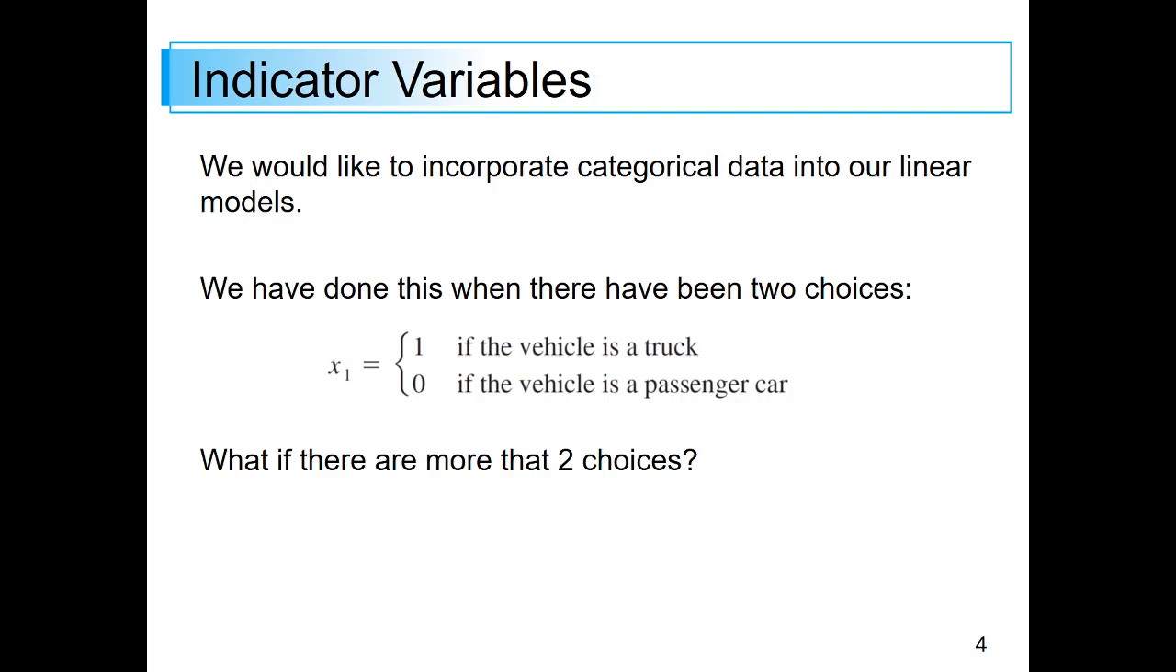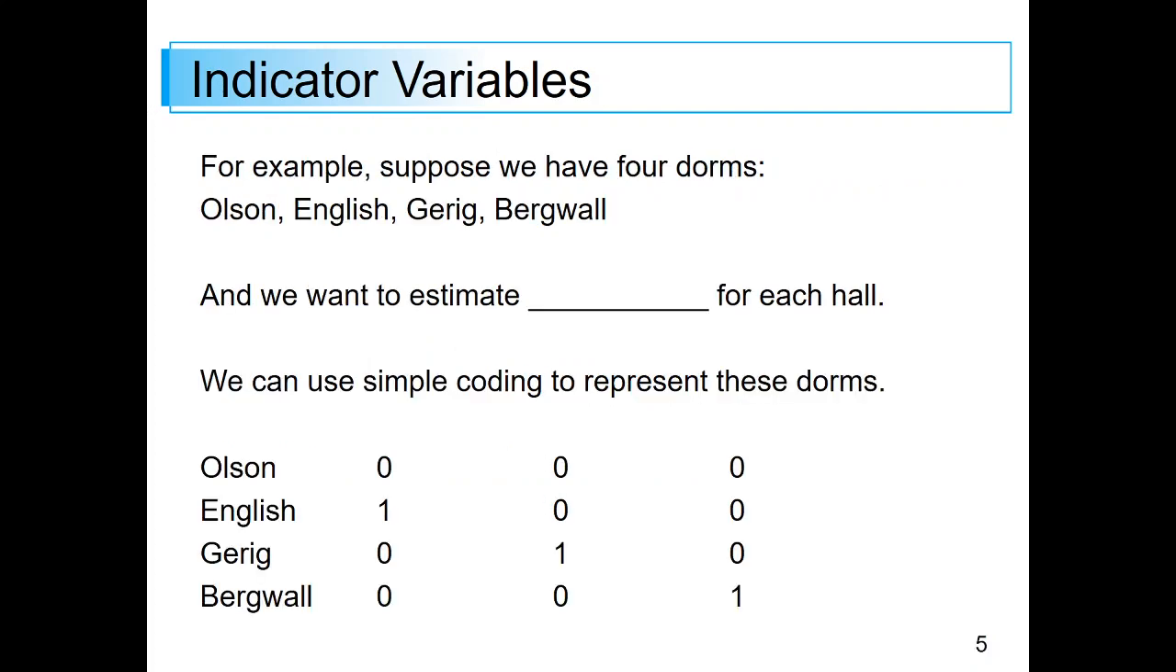So here we have two choices. If the vehicle is a truck, we'll let it be a 1. If the vehicle is a passenger car, it'll be a 0. So what if there are more than two choices? Here's the idea. Suppose we have 4 dorms. Let's call them Olson, English, Gerig, and Bergwall, and we want to estimate blank for each hall. I had several options here, and I thought I'm going to get in deep trouble if this is videotaped, as far as how we're going to use linear regression at Taylor for this. So I am not going to go on record. You can put your own answer there in the blank, whatever you want to estimate to see if there's a difference among those 4 halls.